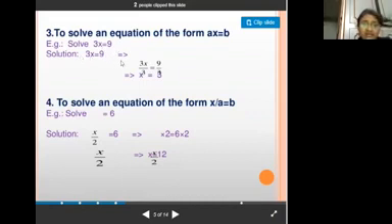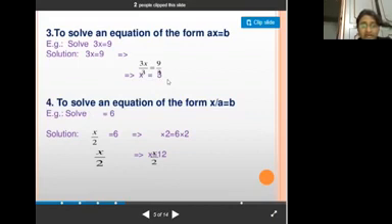We divide by 3 on both the sides. 3x divided by 3 is equal to 9 by 3. That is, 3 and 3 cancel with each other. x is equal to 9 divided by 3, that is equal to 3. x is equal to 3.